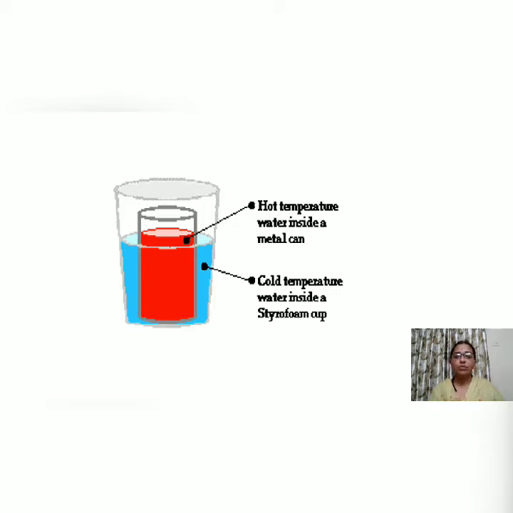Next, just now we did this experiment, isn't it? The hot water is kept inside a metal can, and the cold water is in a styrofoam cup. Styrofoam cup, we call it a thermocol cup. Many times we drink water, or hot tea is given in that type of disposable cup. You cannot feel the temperature in your hand while holding that cup, because it is insulated. It isn't affected by the hot or cold thing. So that is the styrofoam cup.